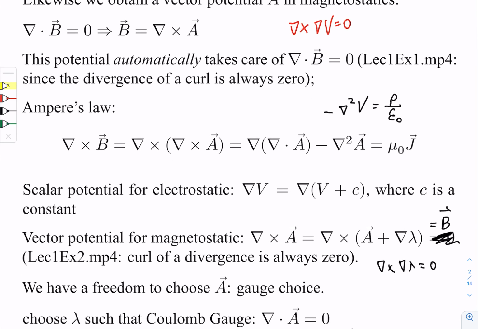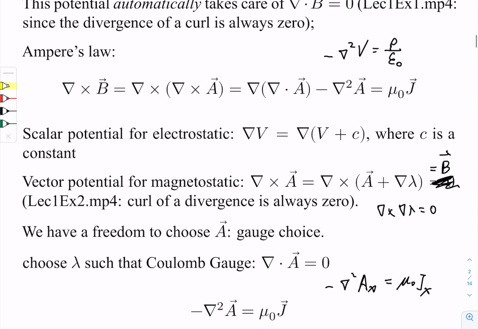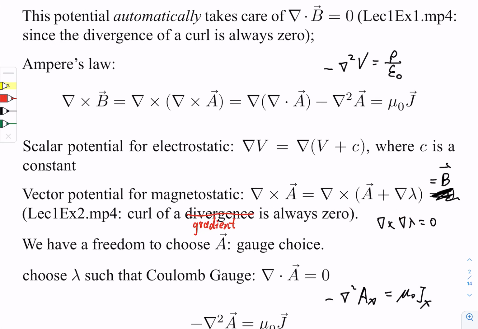So if you remember, for the scalar potential in the electrostatic problem, you can always add an arbitrary constant, and the gradient of V remains unchanged. And here, similarly, for magnetostatics, we can add the gradient of a scalar function, and the del cross A remains unchanged. The curl of a gradient is always 0. Sorry, I have a typo.